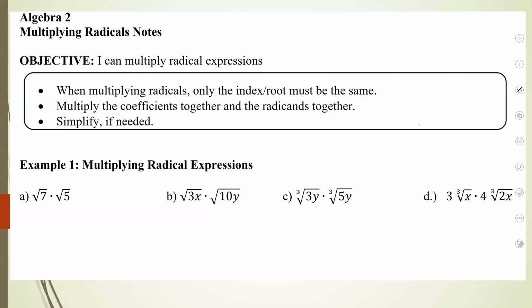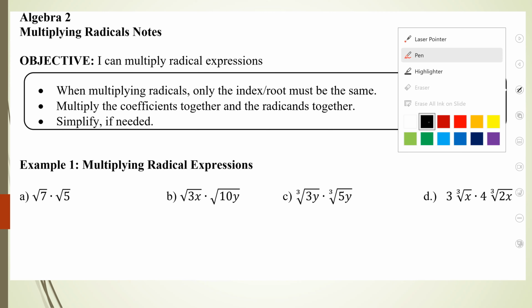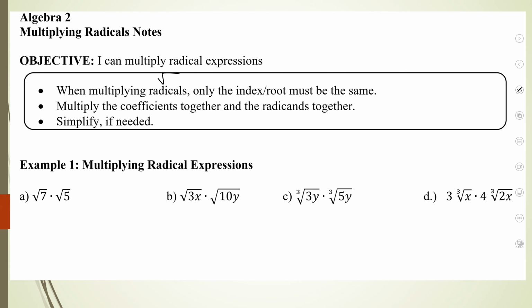Okay, so today we're learning how to multiply radicals. And these are the steps. When you're multiplying radicals, and remember, when I say radical, I mean this symbol. That's a radical. Only the root must be the same. So when I say the root, I'm talking about this number right here. So if this is a 5, this needs to be a 5.